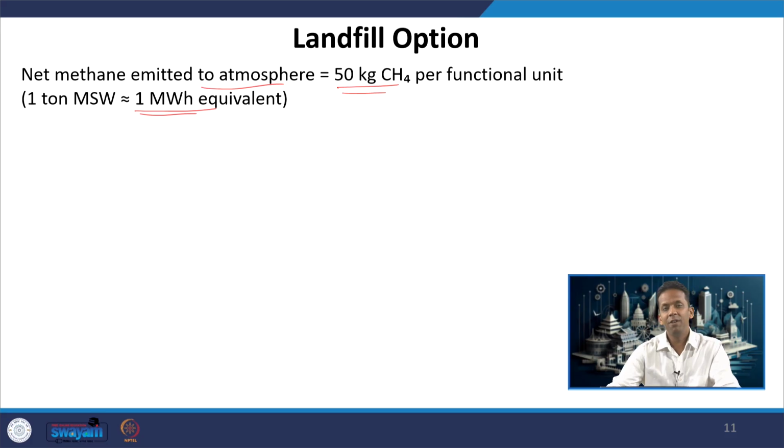But now in landfill we are not generating any energy. So, even if we are not generating any energy and we are to use the same functional unit, we cannot, since we are not generating energy. We use the equivalent of 1 megawatt hour, that is 1 ton MSW, since in a waste to energy plant to generate 1 megawatt hour we need 1 ton MSW. So, we take 1 ton MSW as the basis for calculating landfill emissions.